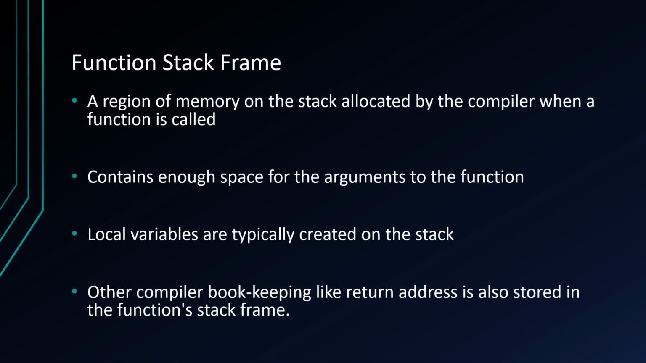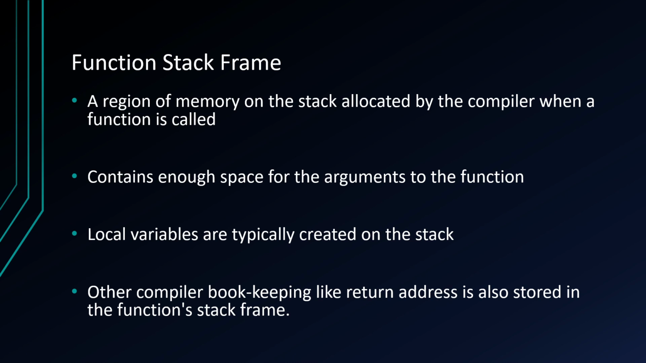And to manage all this, the compiler creates what's called a stack frame. This is a region of memory. It's almost always on the stack. And this is allocated by the compiler when a function is called. Strictly speaking, there are two ways of allocating this frame: whether the frame is allocated by the code generated for the function that is being called, or whether the compiler generates code in the caller before transferring control to the function.